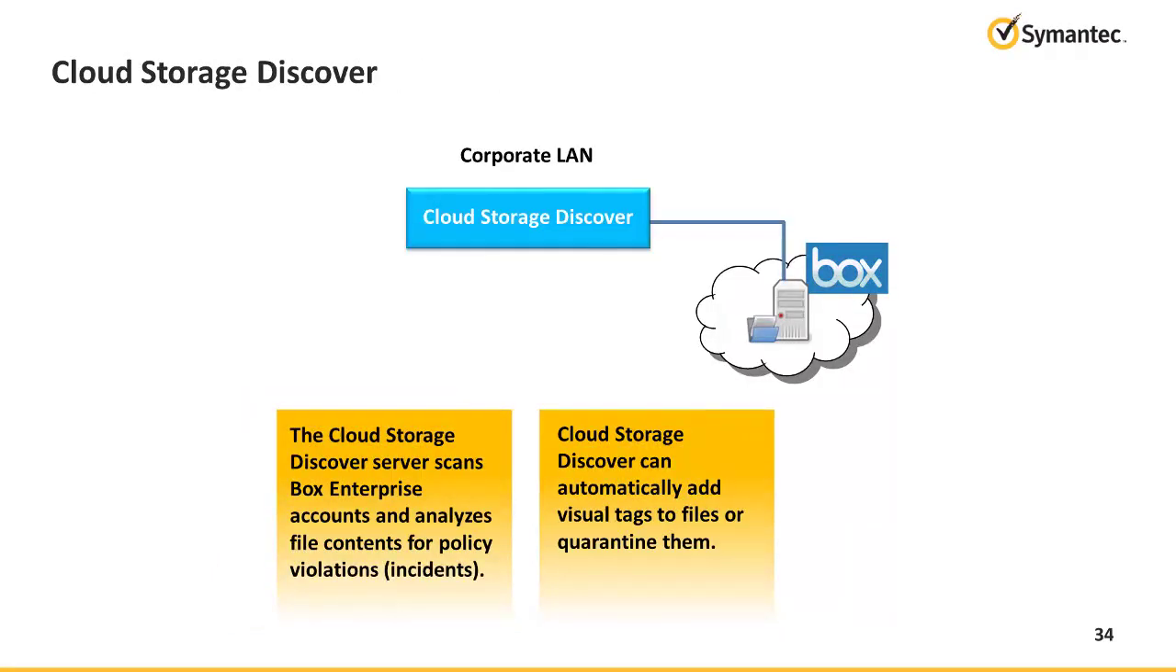DLP's Cloud Storage Discover uses an on-premise Network Discover Cloud Storage Discover server to scan the contents of corporate cloud storage accounts. The current product version supports scanning of enterprise Box cloud storage accounts, which are widely used in many organizations. Cloud Storage Discover lets you see what confidential information is stored in your employees' accounts, the people with whom your employees share that information, and how that information is shared, for instance, whether confidential files are password protected, or if they are accessible through links that are available to unauthorized users.